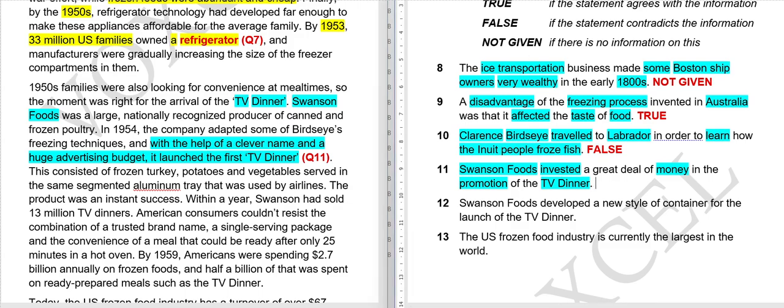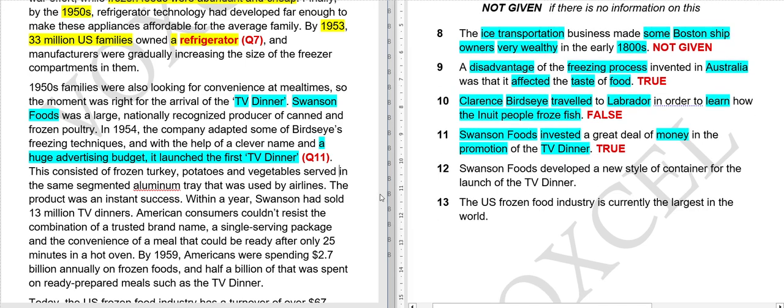And time's up. I hope you identified the answer, and the answer is true. I'll tell you why. Here it is clearly written that they had a huge advertising budget for their launch of the first TV dinner. So they invested a lot of money in promoting the TV dinner. It's true.